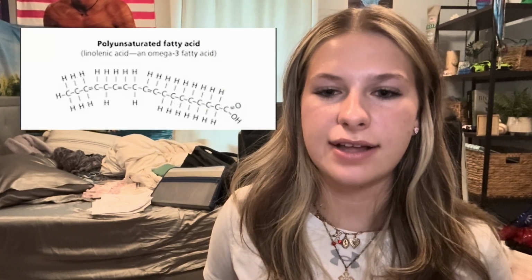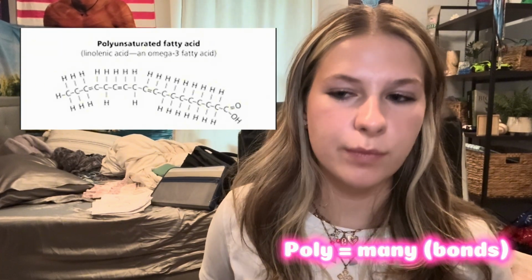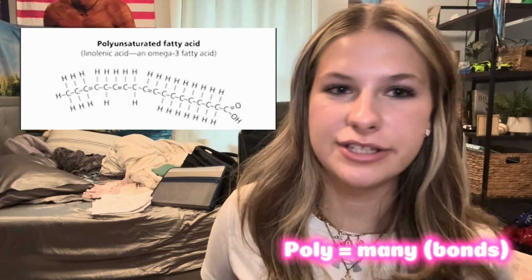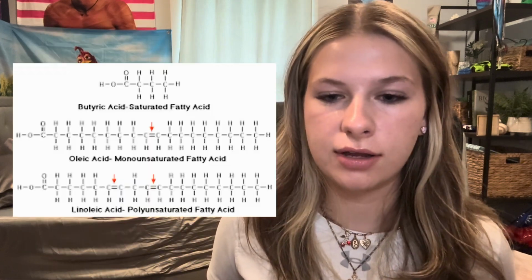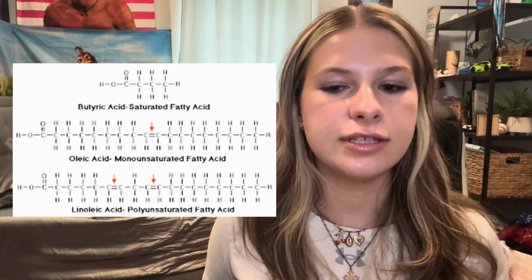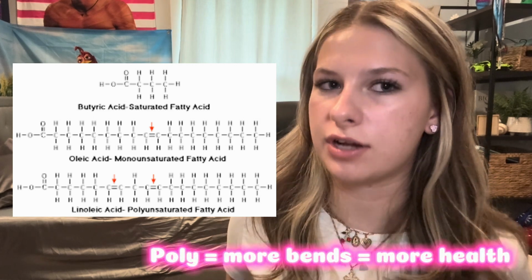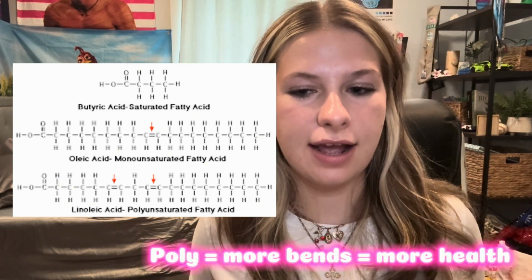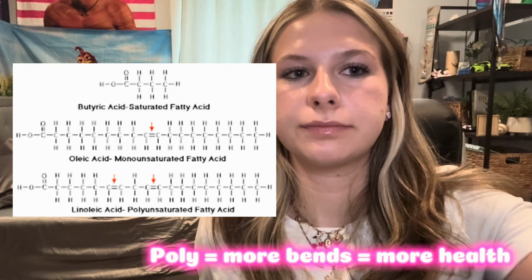Now for the final and super flexible kind, polyunsaturated fats. Poly means many, and these fats have more than one double bond, so more bends in the chain. They're also liquid, so you'll find them in foods like sunflower oil, fish, and nuts. A bonus is that they're considered the healthiest fats for your heart. A memory trick that I use is poly is equal to many bends, which is equal to extra health. So think, the more bends it has, the more healthy it is.